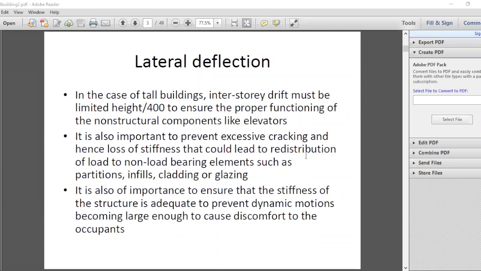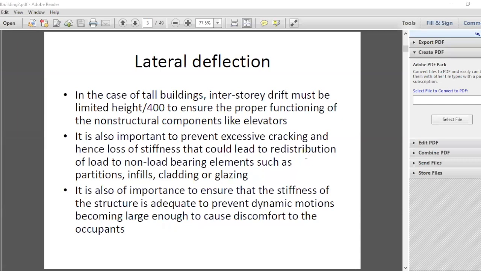The reason is the upper floor is subjected to wind, and because of that, the upper floor tends to move relative to the lower floor. So because of that reason, we can get a relative movement. And this relative movement is called interstory drift.